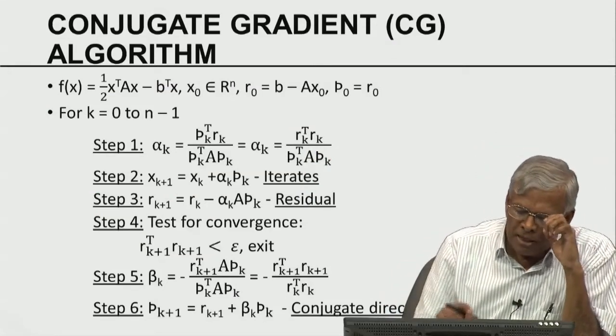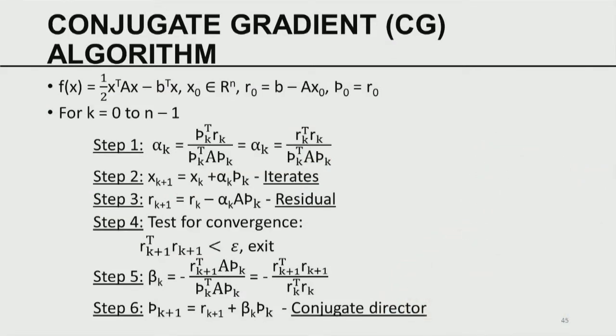So the basic principle of the conjugate gradient algorithm we already saw. Now I'm going to describe the various steps involved. Given the function f of x, let x naught be the initial point, r naught is the initial residual. I'm going to choose the initial conjugate direction to be the same as the initial residual.